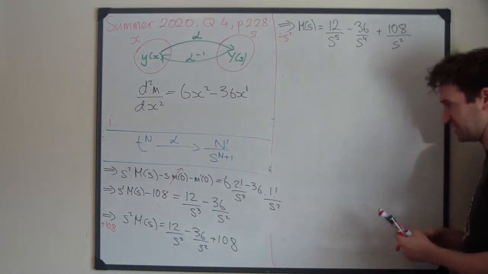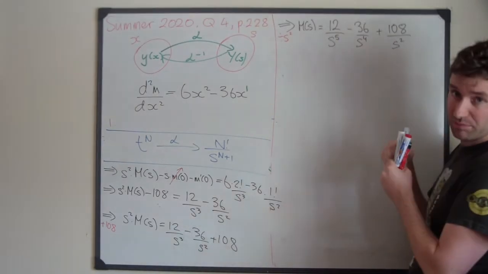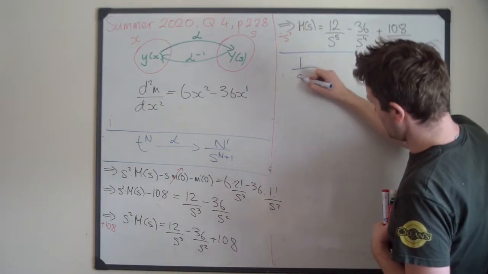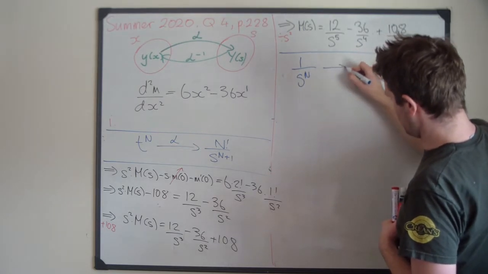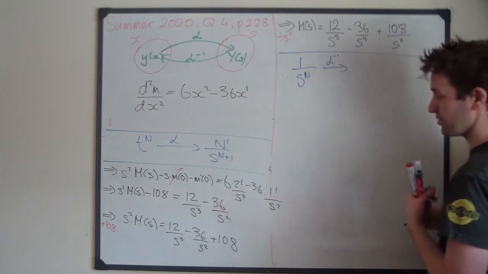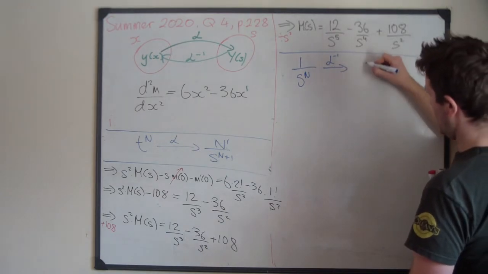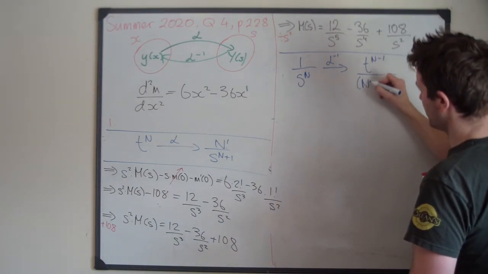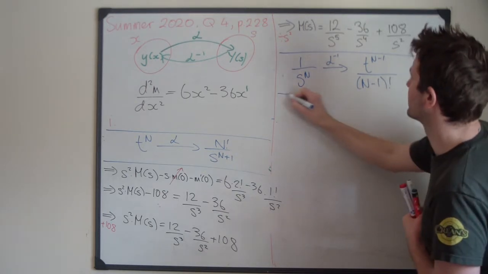Now we need to send these back. They're all easy to send back. There's no partial fractions here, and we just have that 1 over s to the n gets sent back by the inverse Laplace transform. This is in the tables: t to the power of n minus 1 divided by n minus 1 factorial.